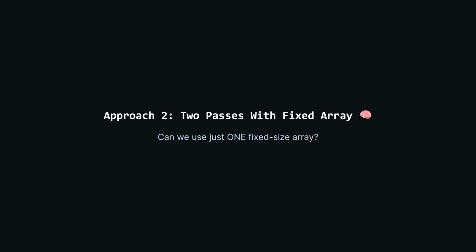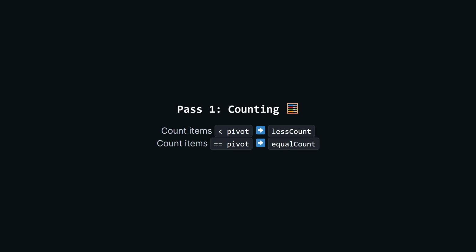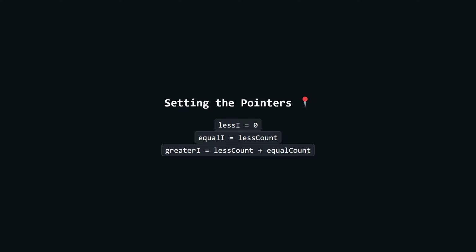That first method works perfectly, but what if we want to be a bit more memory efficient and use just a single, fixed size array instead? To do that, we need to know exactly where the less, equal, and greater sections begin in our new array before we start moving numbers. We can do a quick first pass over the numbers to simply count how many are less than the pivot and how many are equal to it. Using those counts, we know exactly which index each section should start at.